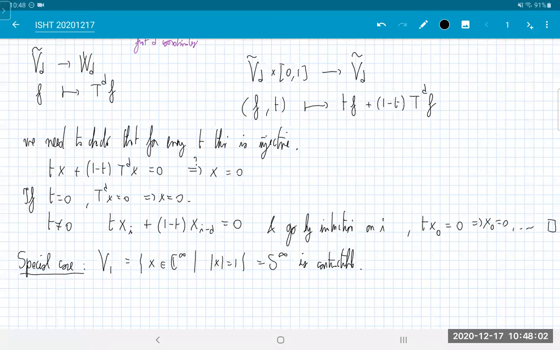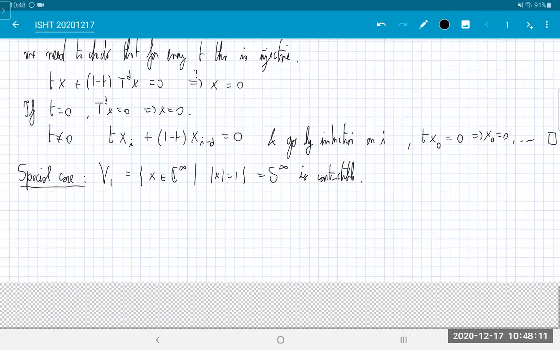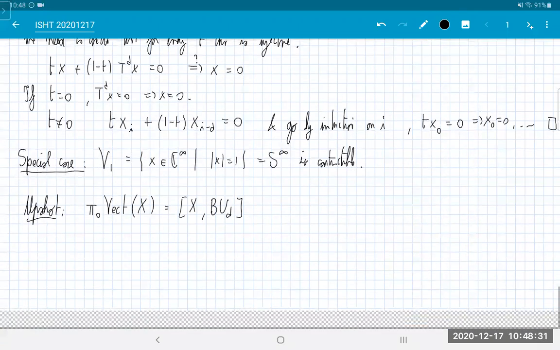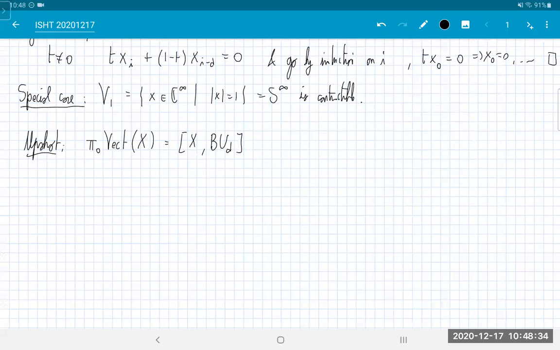No, good. So everything so far works with real numbers as well. So let me just get the upshot. The upshot is that homotopy classes of vector bundles over any space X is the same thing as homotopy classes of maps to BU_D.